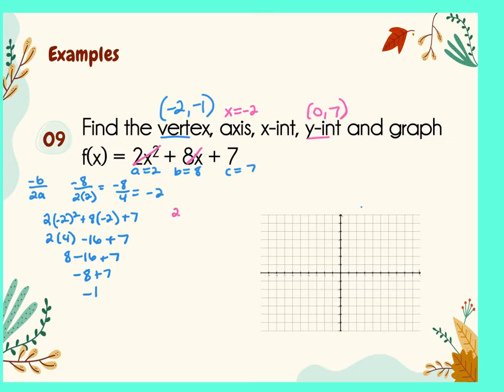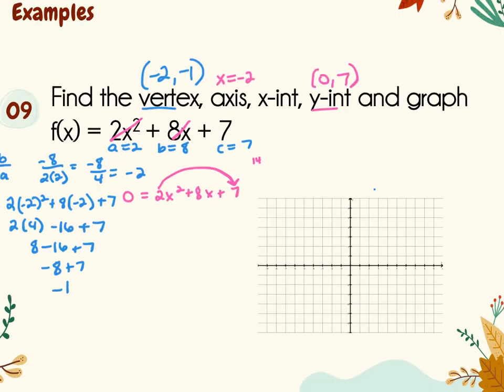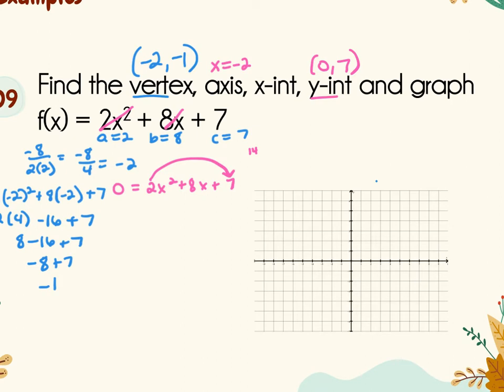X-intercepts. So now I have to take 2x squared plus 8x plus 7, set it equal to 0. Multiply first times last. Are there factors of 14 that sum to 8? And there are not. So I'm going to have to use the quadratic formula. A is 2. B is 8. C is 7. Negative b plus and minus the square root of b squared minus 4 times a times c, all over 2 times a.